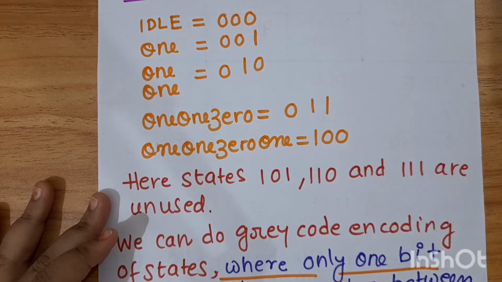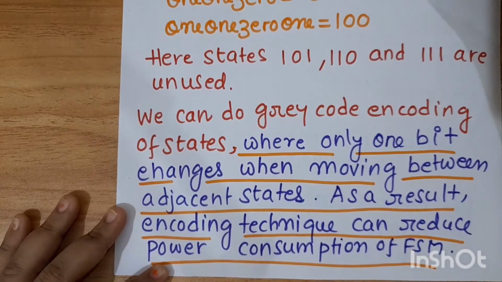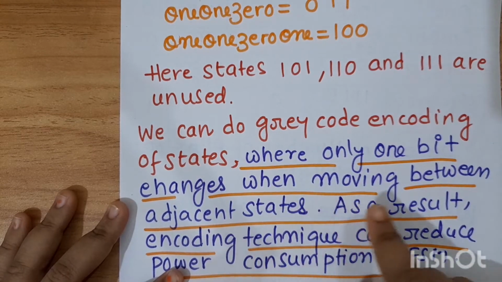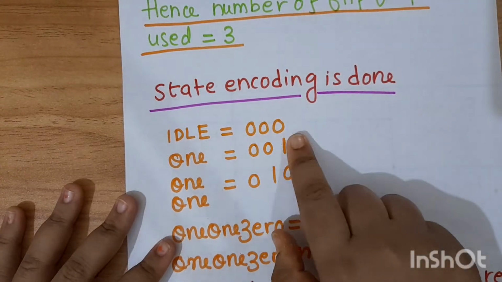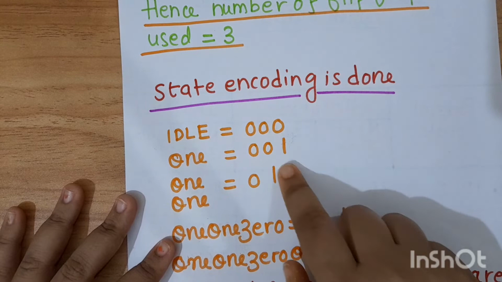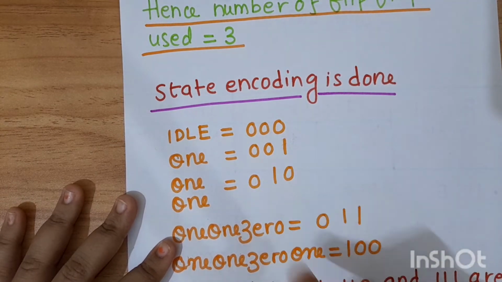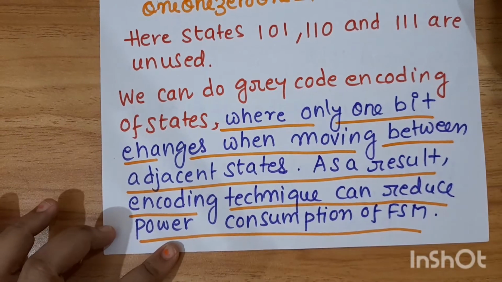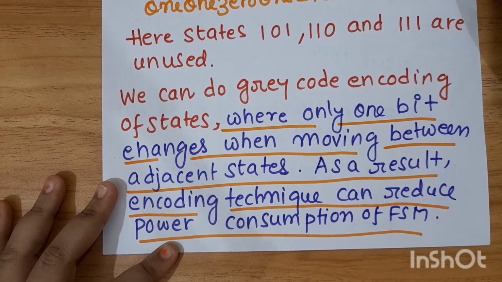But here in the design, I am going to use the gray code encoding. What happens in gray code encoding? Only 1 bit changes when moving between 2 adjacent states. 000 to 001, 1 bit change, but here 001 to 010, 2 bit changes are happening. 1 is becoming 0, 0 is becoming 1. So in gray code encoding, there is a 1 bit change. Why is it required? Because it reduces the power consumption of the FSM.